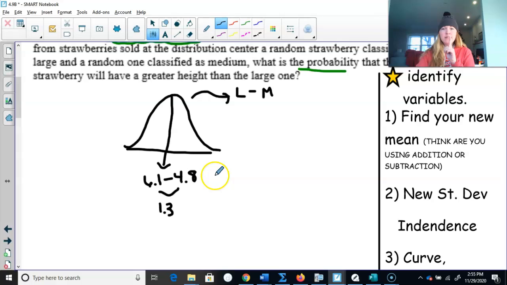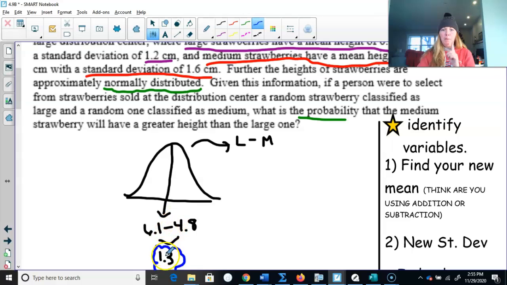Okay, so what this means, guys, just so you understand: on average, a large strawberry is going to be 1.3 centimeters taller than a medium strawberry. Right? On average, a large strawberry minus a medium strawberry is going to be 1.3 centimeters larger.